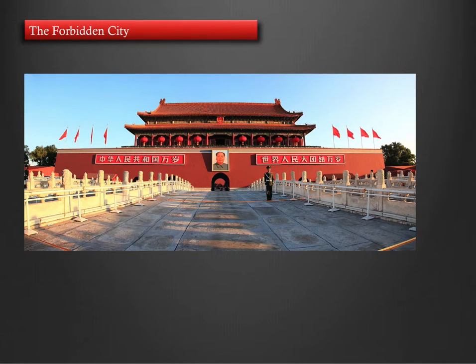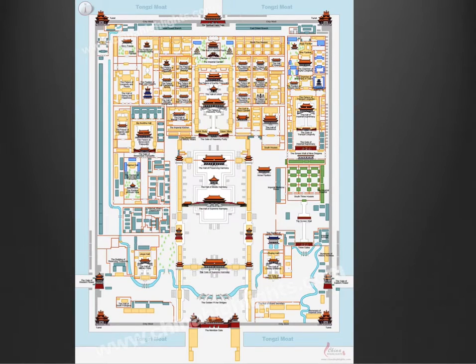Here's the Forbidden City that we talked about earlier. When we saw the Temple of Heaven, we talked about the geometric layout of these places and the importance of geometry. Now here you can see in the Forbidden City that we have a series of rectangles.